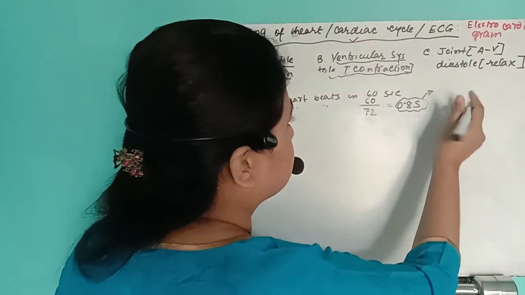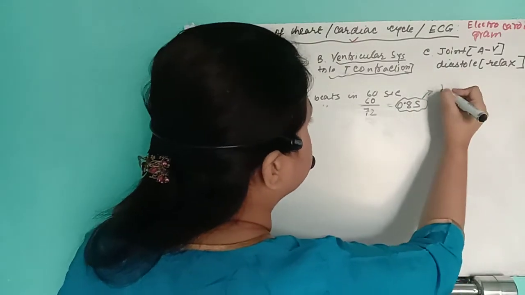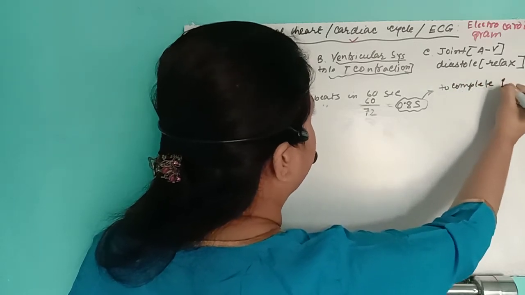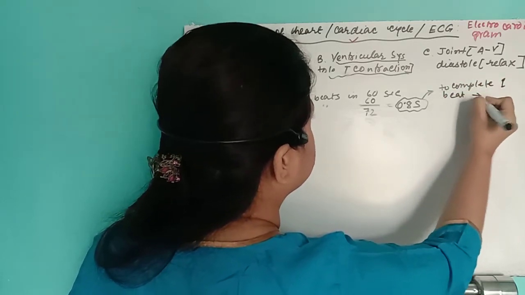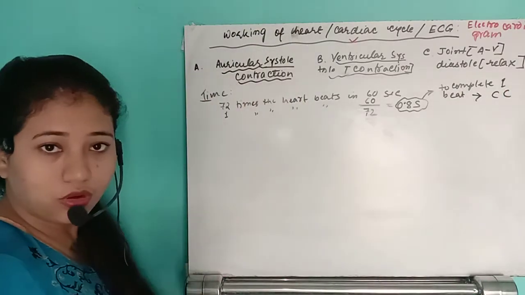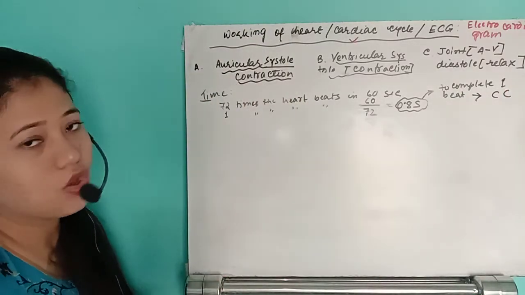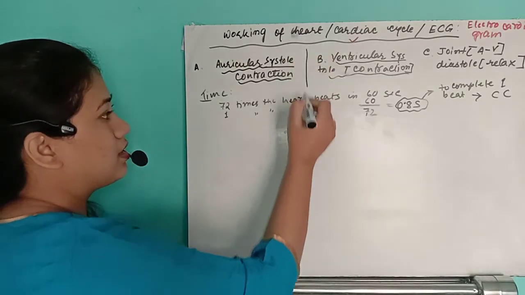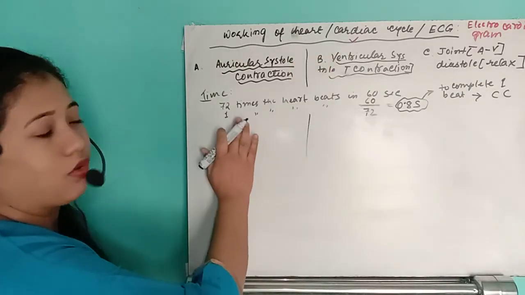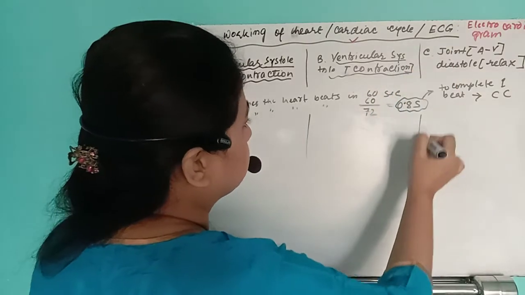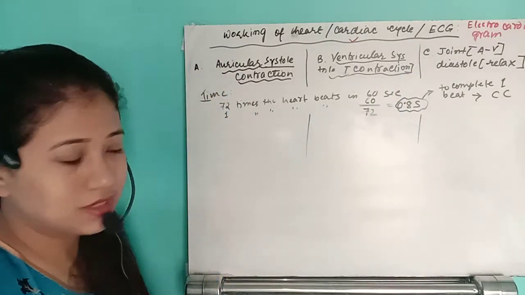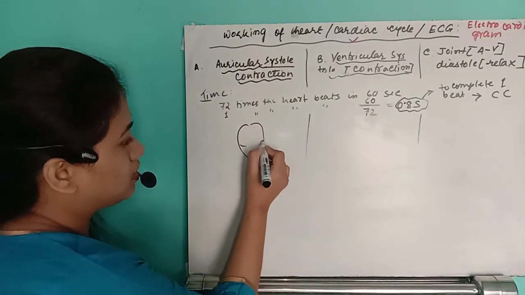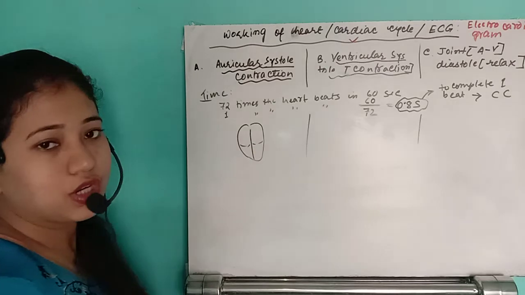Okay, so it is the time required for the heart to complete one beat. That is called the cardiac cycle. And already we know that the cardiac cycle is the same as the working of the heart. So that's why the cardiac cycle is divided into three parts: auricular systole, ventricular systole, and joint diastole. Isn't that so? So what is happening in the auricular systole? Once again we will see what is happening in this auricular systole.